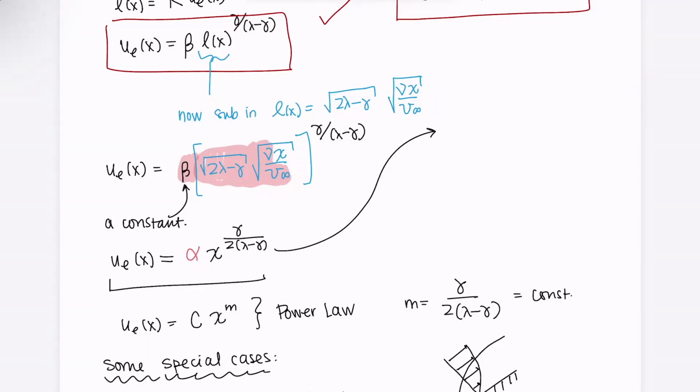Well, for reasons unknown to me, after this, there was a step that looks like UE to the 1 plus gamma over 2 lambda minus gamma is equal to alpha times X to the gamma over 2 lambda minus gamma, but you can't do that. Why did you just bring that on out of nowhere? I mean, here to here is correct.